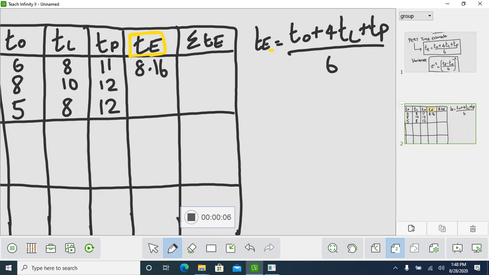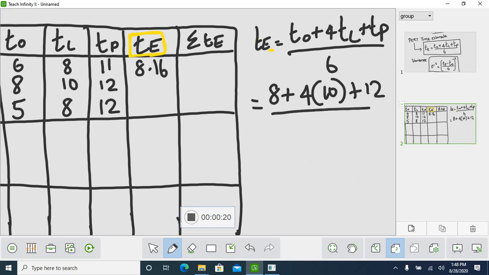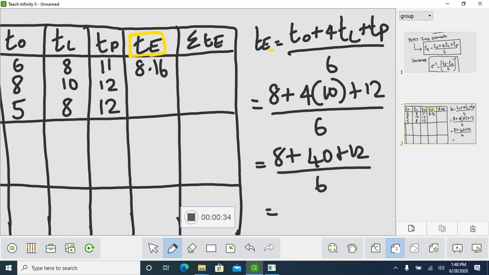For the next activity, the optimistic time is 8, and the most likely time is 10, and the pessimistic time is 12. So that is 8 plus 40 plus 12, divided by 6. That is 60 divided by 6, which equals 10. So 10 is your answer here.